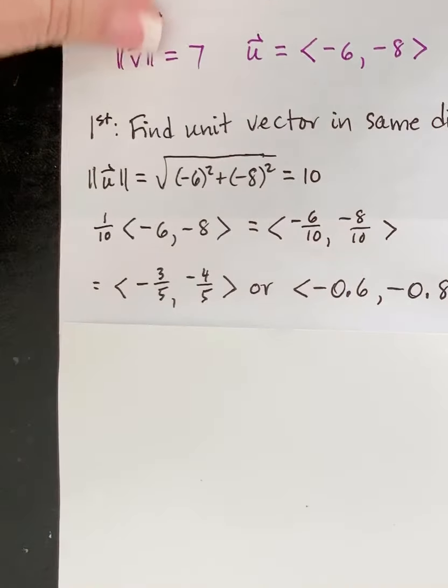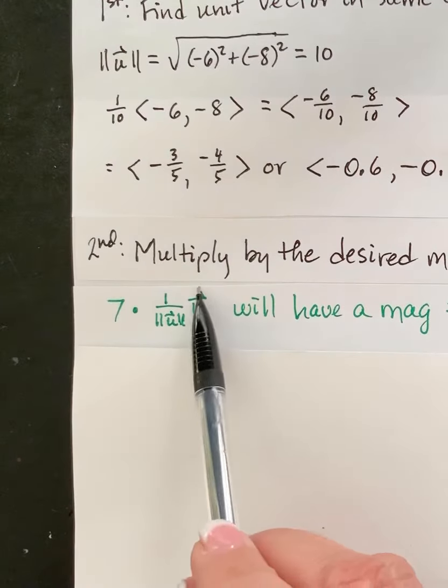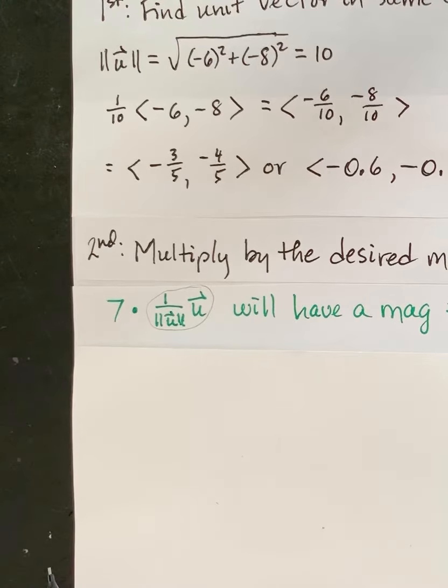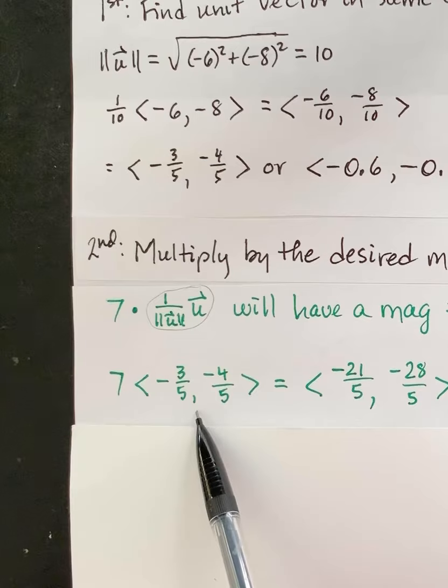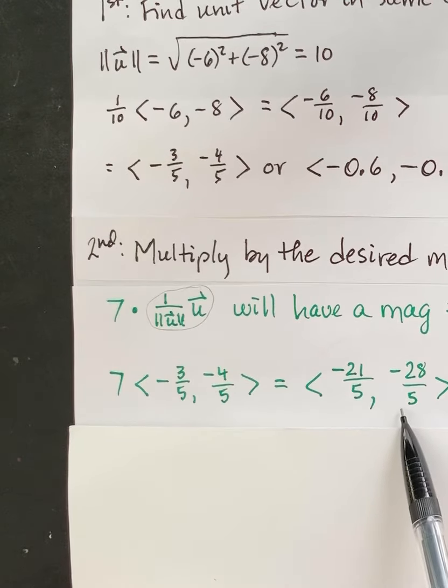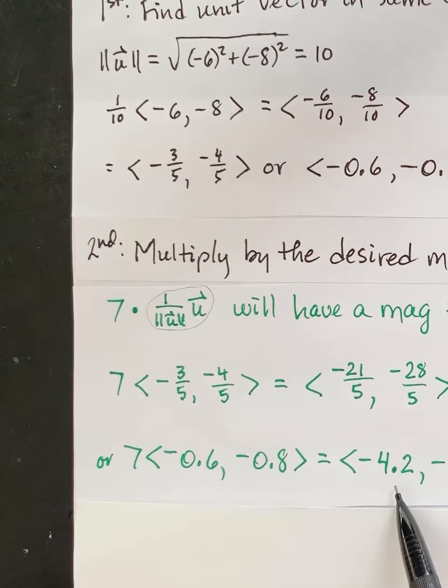And then the second thing I can do is multiply that vector by whatever magnitude I want it to be. I want it to stay in the same direction as this one, and it says I want one that has a magnitude of 7. So I just take this result and multiply it by 7. That'll have a magnitude of 7, since this has a magnitude of 1. So 7 times the fraction form, and I'll get negative 21/5 comma negative 28/5, or 7 times the decimal version, negative 4.2 comma negative 5.6.